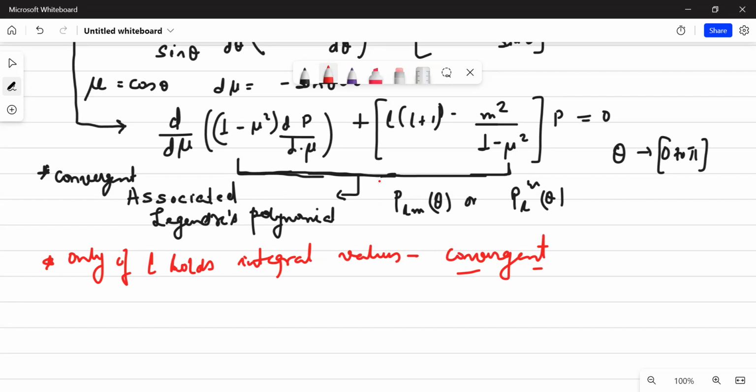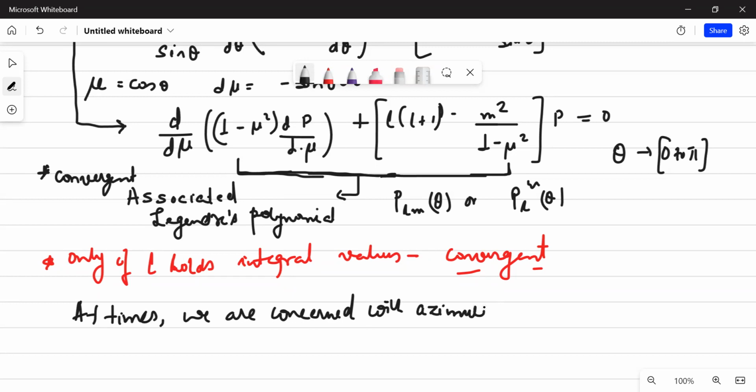Okay, this is something that you have to remember, otherwise it will be quite difficult. At times, we are concerned with azimuthal symmetry. Azimuthal symmetry means what? It means that my function, my problem is such that the system is phi independent.